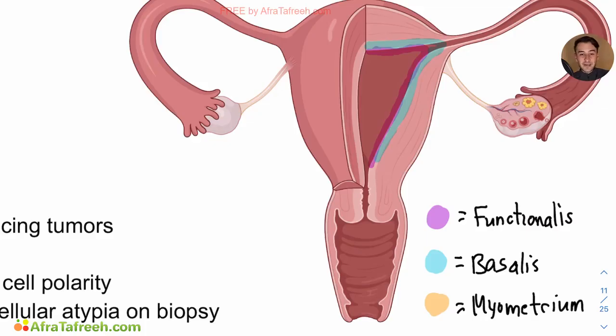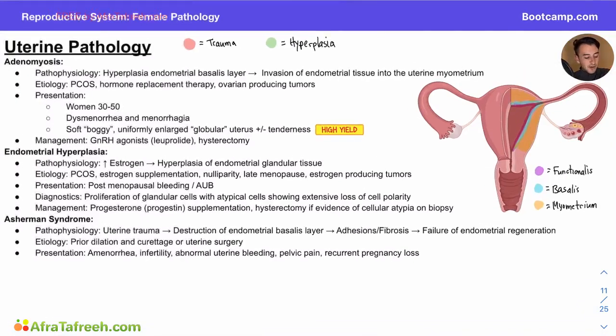And then if we go one more layer out, we have this much thicker layer, which I'm highlighting in orange, and this is our uterine myometrium. This is the part of the uterus responsible for contraction and support, and it's the outermost layer that we talk about in these pathologies.